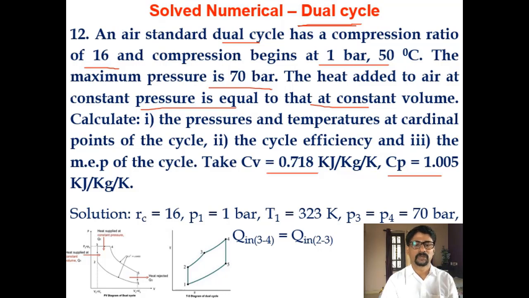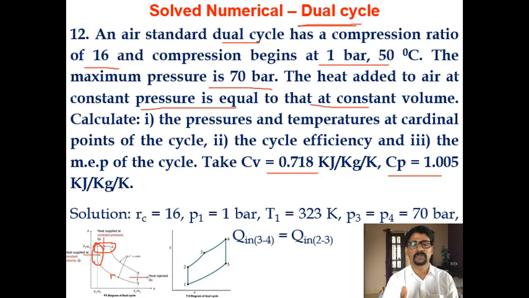So it's on the dual cycle. Let me explain the PV and TS diagram for the dual cycle first. 1 to 2 is a compression, as usual an isentropic compression. As we know, the dual cycle is the combination of the Otto cycle and the diesel cycle. So here in 2 to 3 the heat addition takes place at constant volume as in the Otto cycle, whereas in 3 to 4 the heat addition takes place at constant pressure as in the diesel cycle.